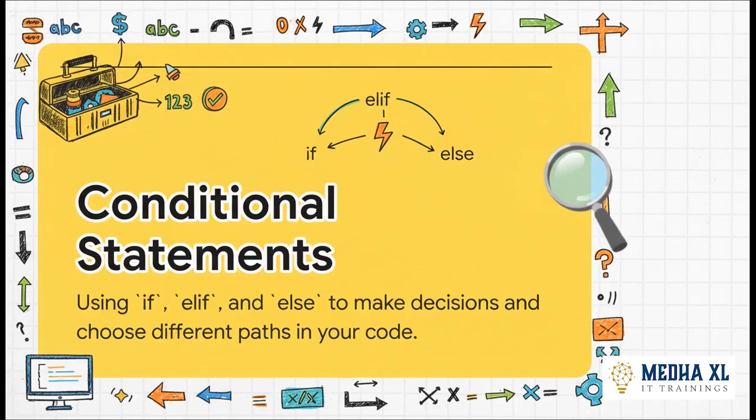And here's our first big decision-making tool. You'll see these everywhere: if, elif, which is just a short way of saying else if, and else. I love this analogy. Think of them like a GPS for your code. You give it a question, a condition, and depending on the answer, yes or no, true or false, the program takes a different turn. This is how you start making your code intelligent and responsive.